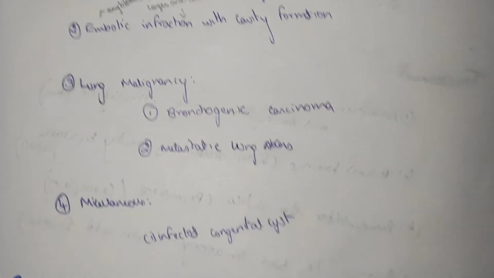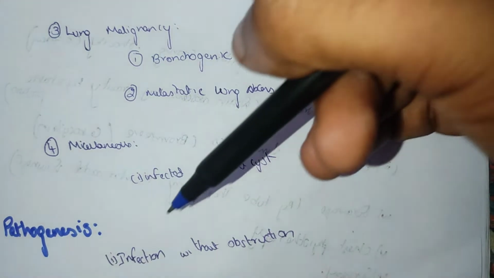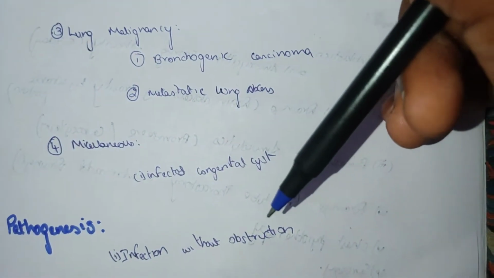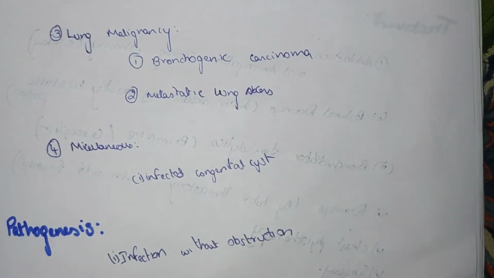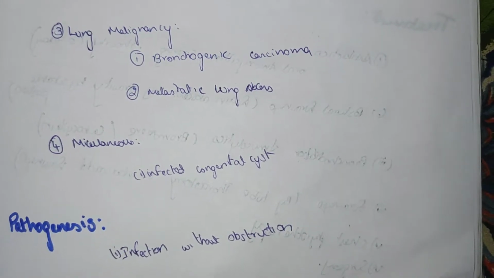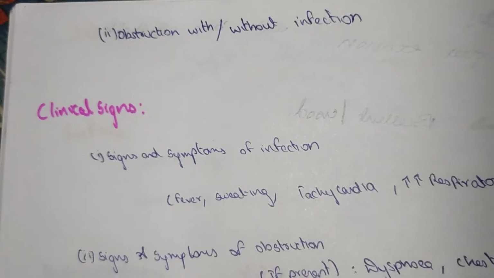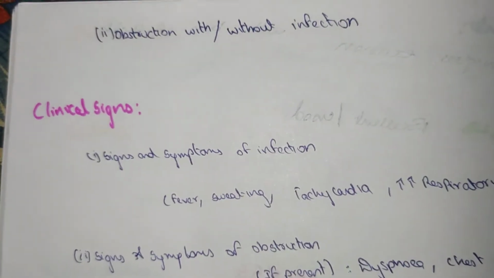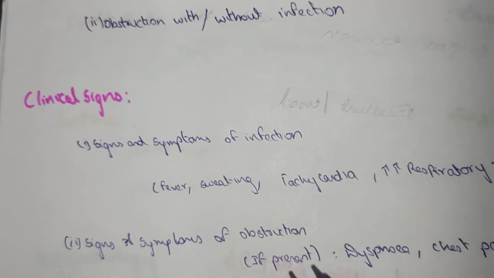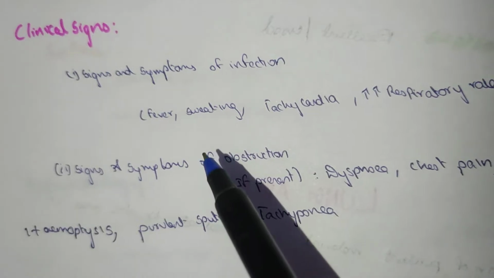Now we will see about the pathogenesis. The pathogenesis is infection without obstruction, infection with obstruction, as well as obstruction without infection. These are the pathogenesis.